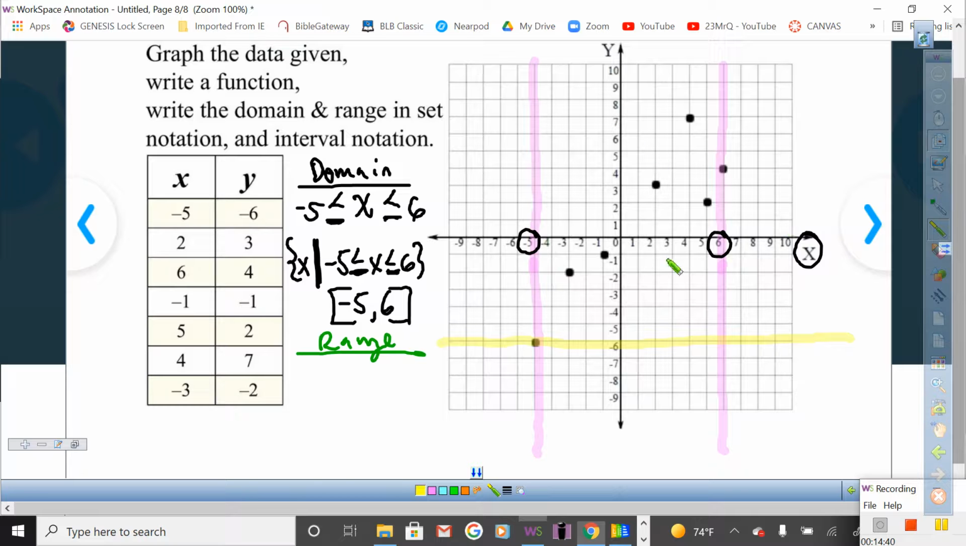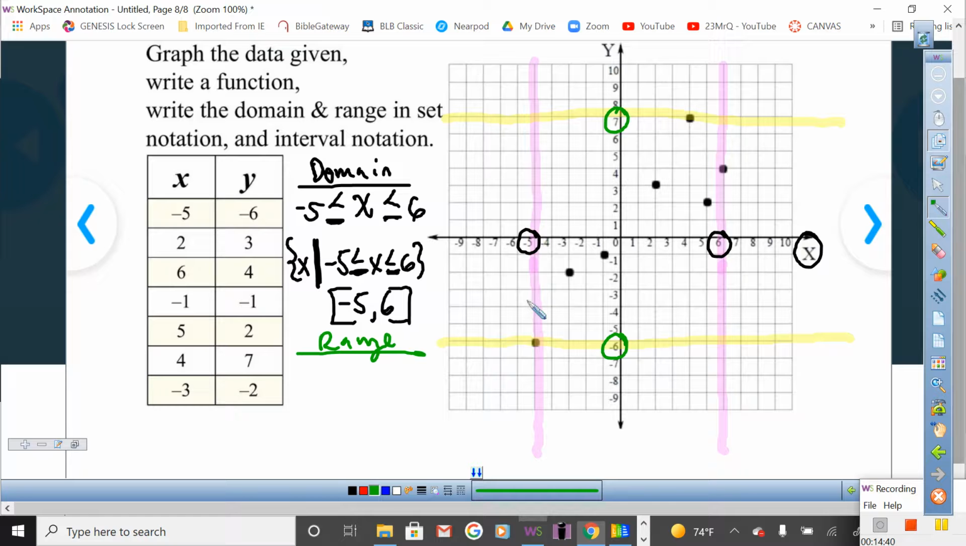Yeah, the y value is 7, but the point is 4, 7. So I'm going to highlight going through 7. There it is. I don't need to highlight in between because we're working on the range. That means my dividing points are -6 and 7. So write me the range in inequality, set notation, and interval notation.